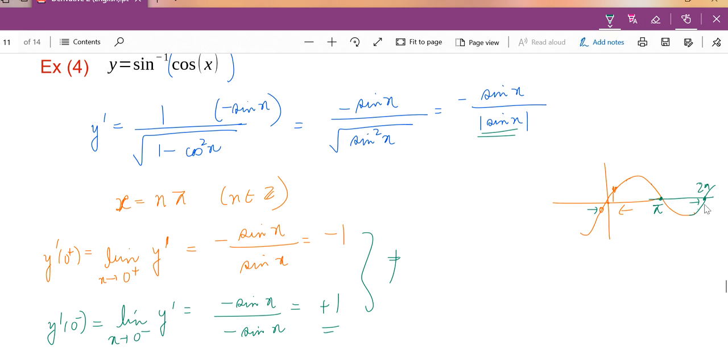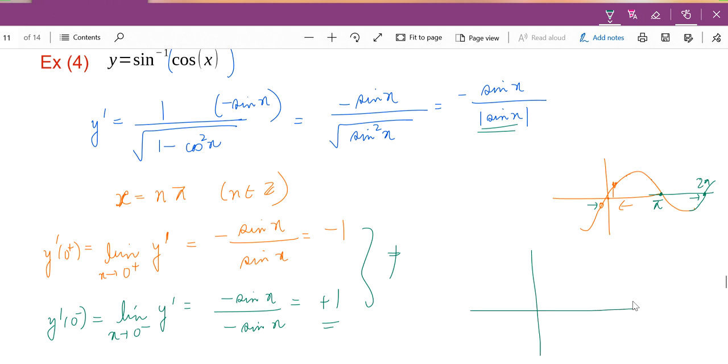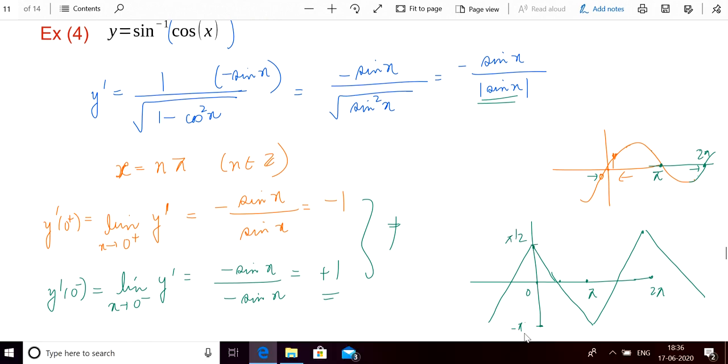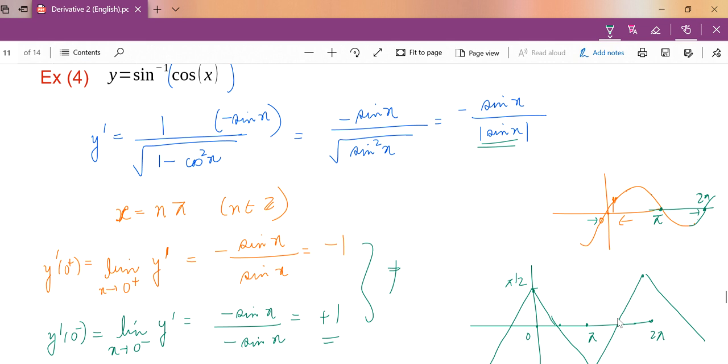If you understand at 0, you understand at every other integer multiple of pi that it is not differentiable at those points. And if you just look at the graph, how does it look like? You will see that it is something like this: 0, and then you have pi, and then you have 2 pi. Your function looks something like this, and then something like this. This is a periodic function, so you are going to have the same thing over and over. This is pi by 2 and this is minus pi by 2. So you can plug in the values and check with the graph.